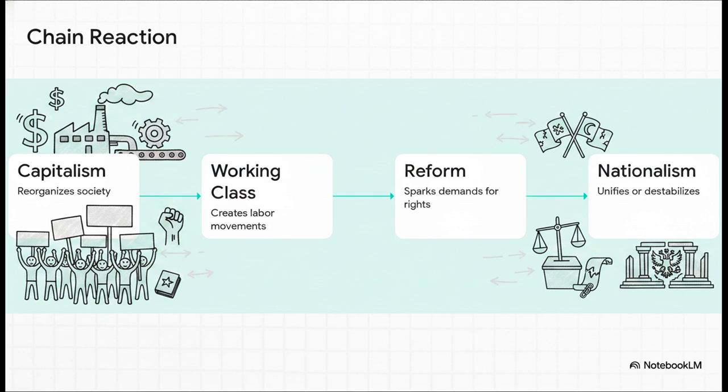Finally, as people sought a sense of identity in this incredibly rapidly changing world, nationalism emerged, connecting people to larger political identities. This unified some societies, but it completely destabilized massive older empires like the Ottomans and the Habsburgs. So the economic engine directly fueled the political engine.